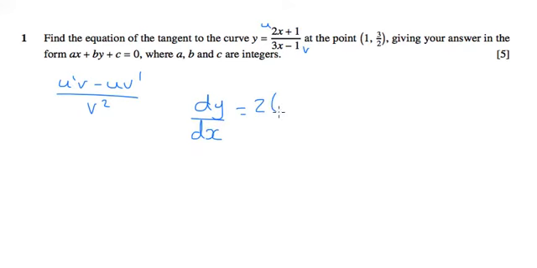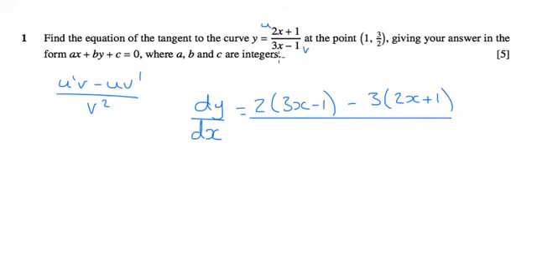just going to be 2, so 2 lots of the denominator, 3x take 1, take away v dash, the differential of the denominator here, so that's 3 times the top, 3 lots of 2x plus 1, all divided by the square of the denominator.